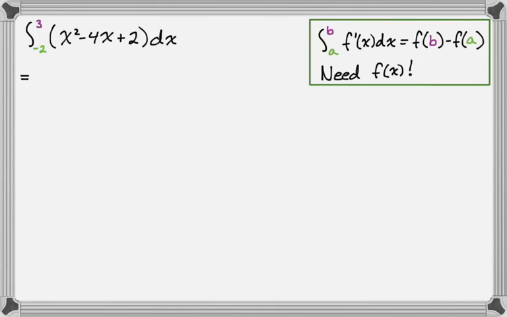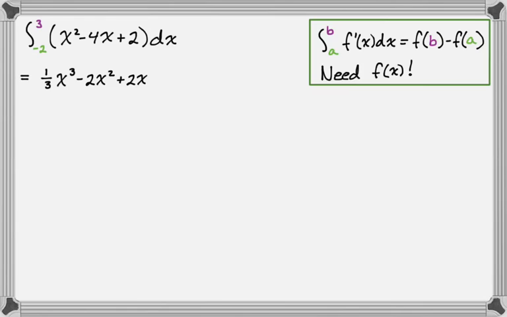So let's do this problem. I need to find first the antiderivative of x squared minus 4x plus 2. I can do that entirely by reversing the power rule. So x squared, so I'm going to do plus 1 times the reciprocal, so I end up with 1/3 x cubed. Minus 4x, so plus 1 is going to give me 2, so it's -4 times 1/2 x squared, or -2x squared, and then plus 2, the integral of 2 is going to be 2x.